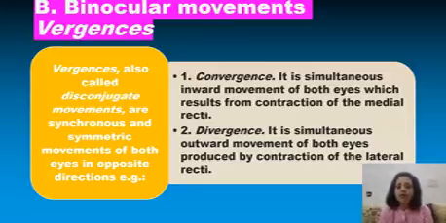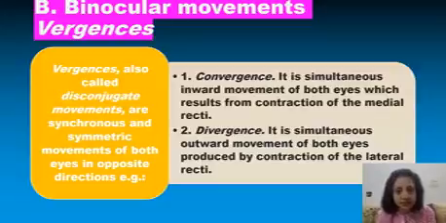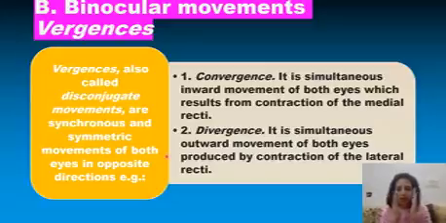Now the binocular movement, which is vergence. This is a disconjugate movement in which there is movement of both the eyes in the opposite direction, like convergence, in which both the eyes are moving to the center, and this will be because of the contraction of medial rectus of both the eyes. Divergence is outward movement of both the eyes, and this will be produced by the contraction of the lateral rectus of both the eyes.